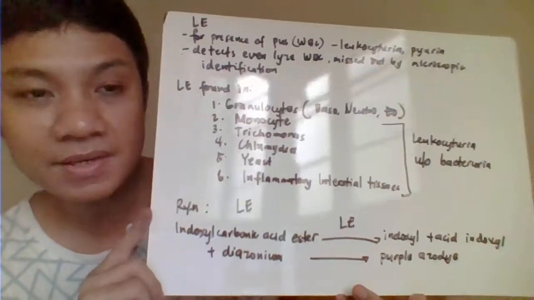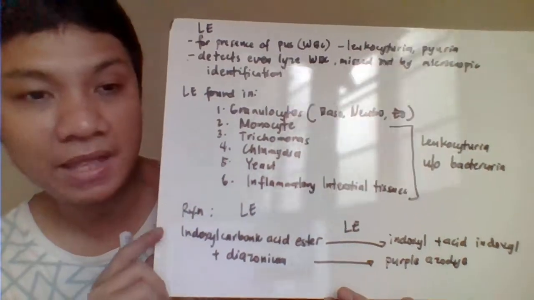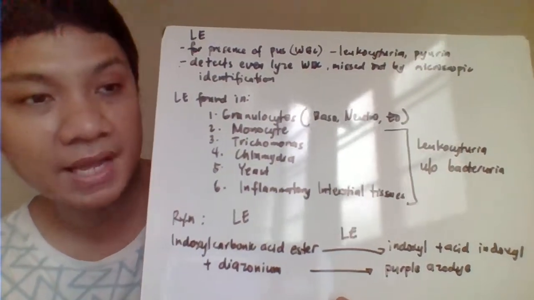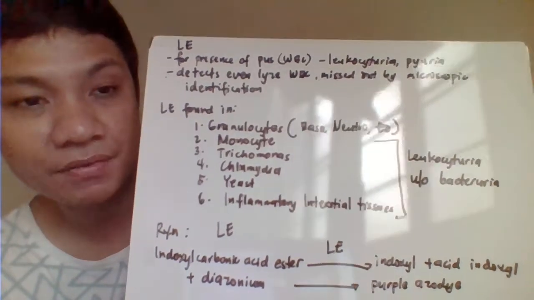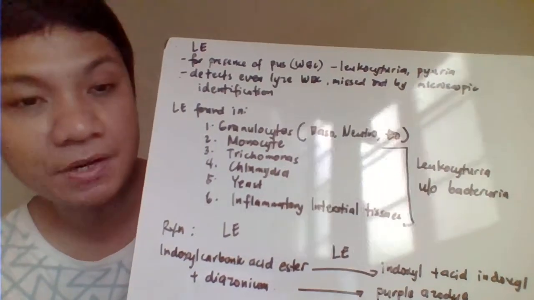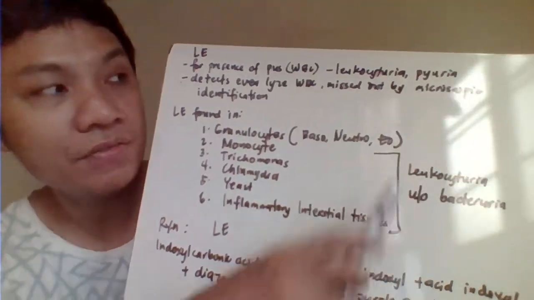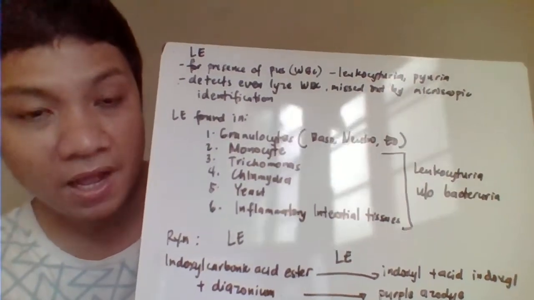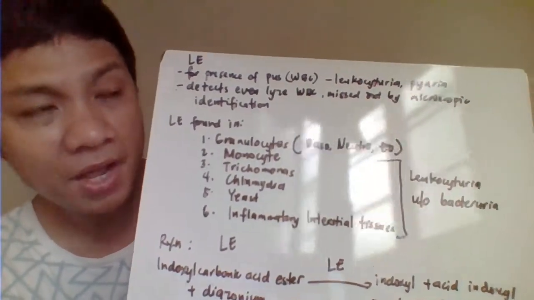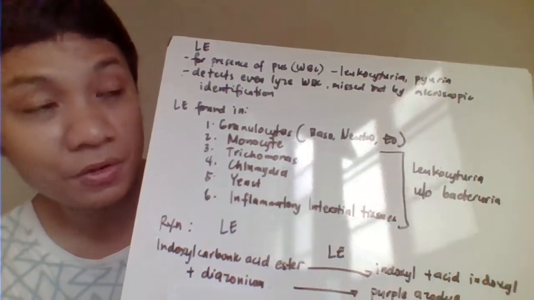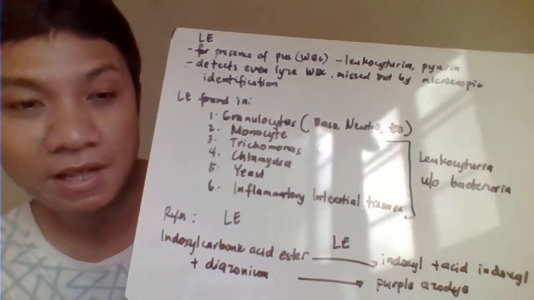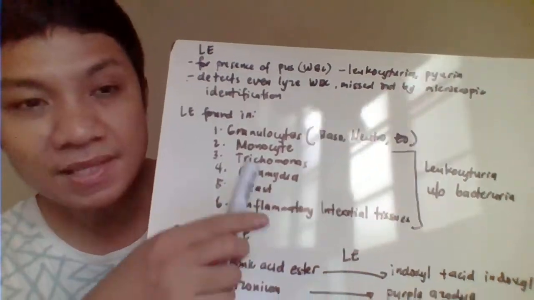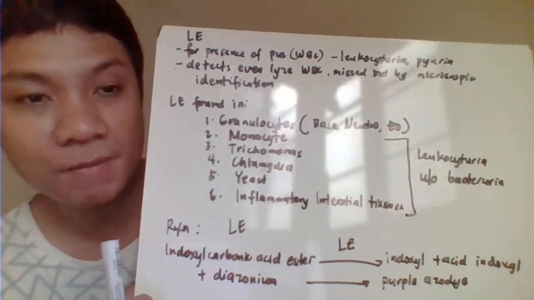Okay, the next test related to your nitrite, we have the LE or leukocyte esterase. So leukocyte esterase will detect the presence of your leukocytes or your WBC or your pus cells. Leukocyturia or pyuria is the presence of pus cells. Leukocyturia, the presence of your WBC. So this test will detect the presence of your WBC.